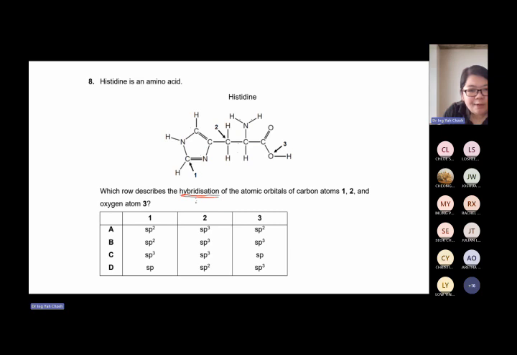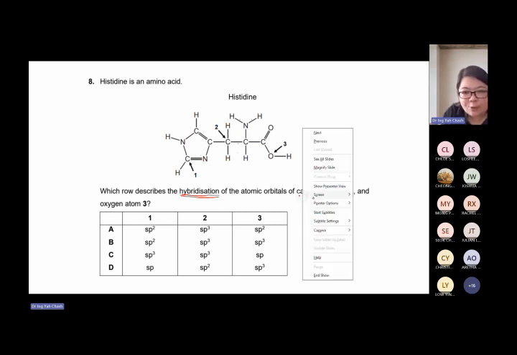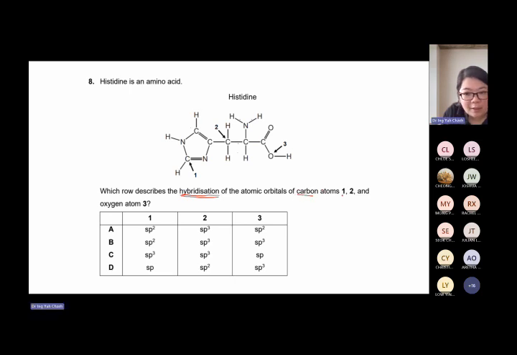So how do we find hybridization? They only want carbon atoms. Only carbon, carbon 1, 2, 3. So label already, 1 here, 2 here, and 3. Now, hold on. Oh, sorry, carbon atoms 1, 2, oxygen 3. I thought all were carbon atoms.